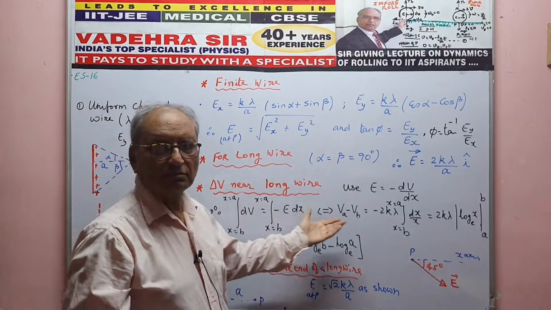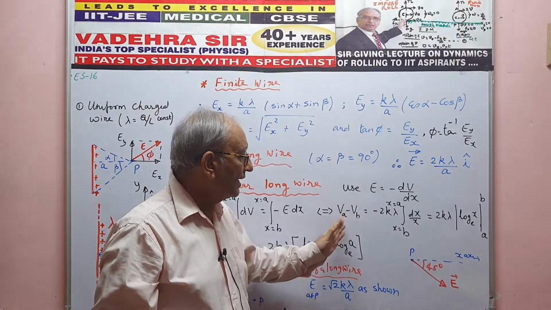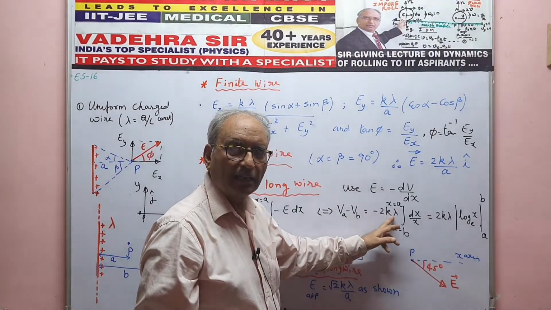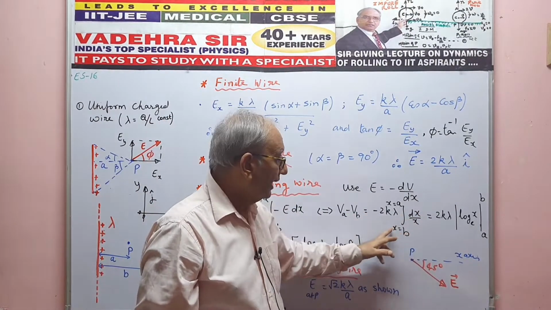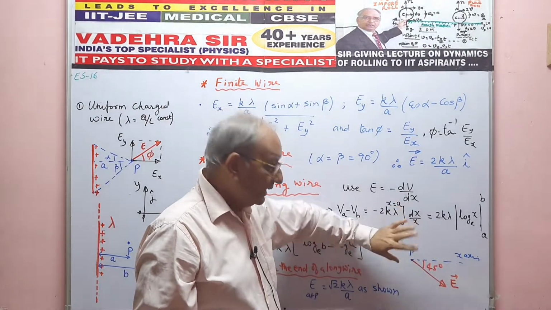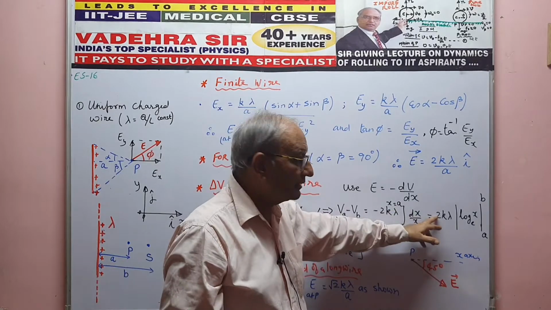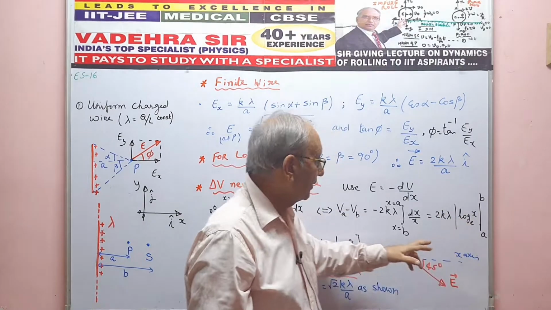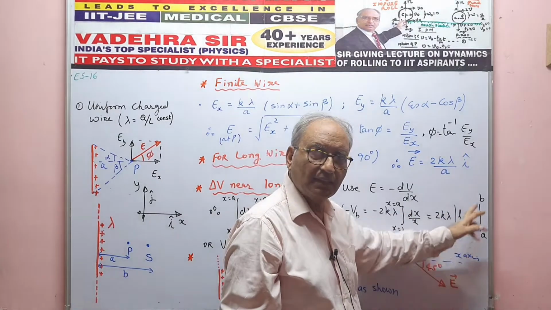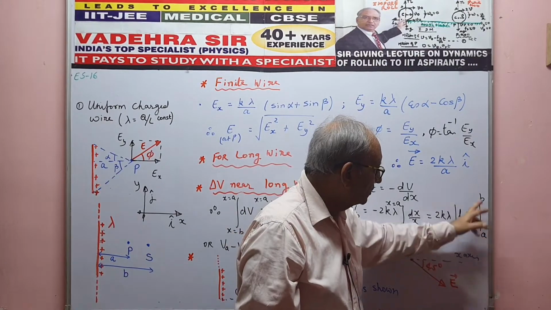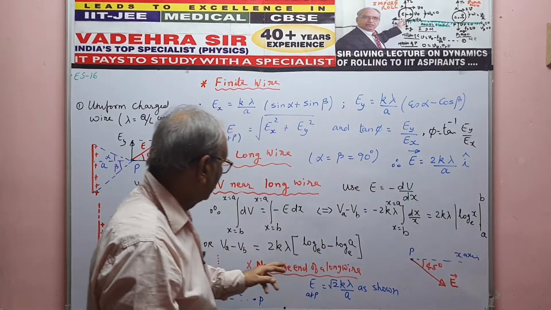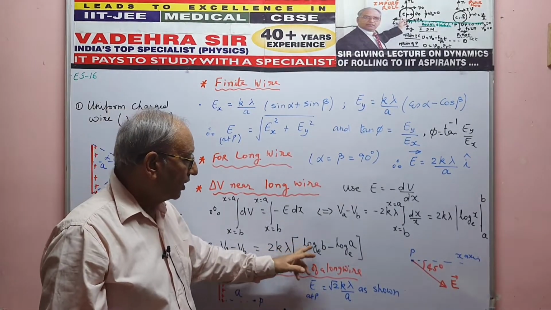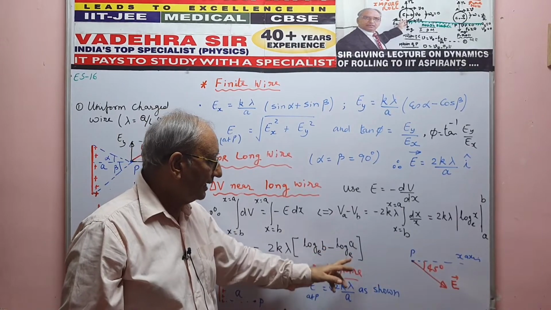On the left side, integration straight away gives VA minus VB, and on the right side I get minus 2k lambda integral of dx upon x, with limits B to A. I interchange the limits and make the sign plus. So it is 2k lambda log of x to the base e, because the integral of dx upon x is log x to the base e. I put x equal to B minus x equal to A. I get the answer VA minus VB equal to 2k lambda into log B to the base e minus log A to the base e.